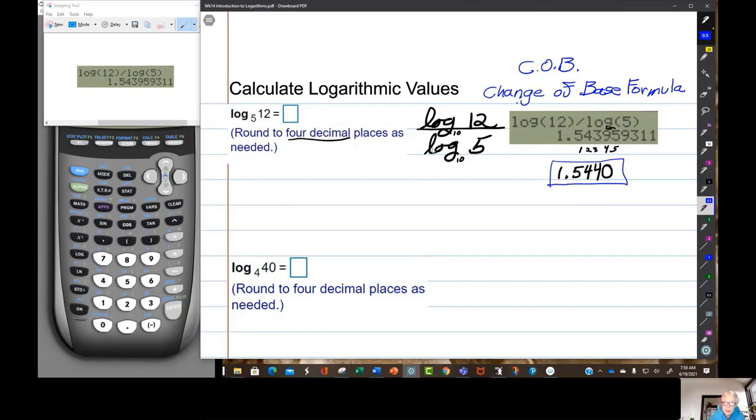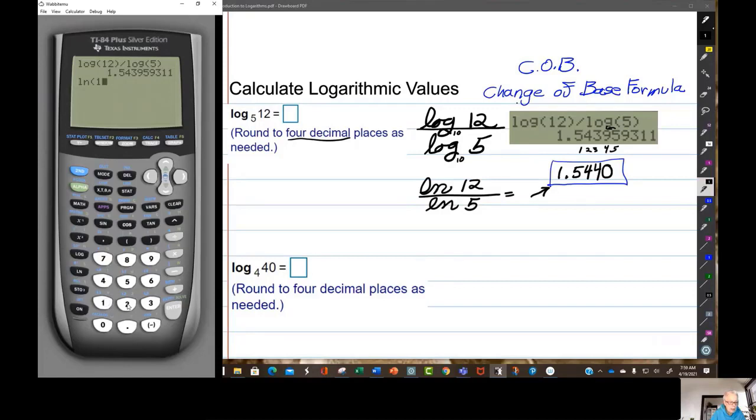It's also true that you can change to any base. So if you take the ln of 12 over the ln of 5, you will get the same answer. Let's do it real fast. The ln of 12, close parentheses, divided by the ln of 5, close parentheses. Same exact number. Now, you're about to think that log 12 equals ln 12 and log 5 equals ln 5, but that's not true. Just watch.